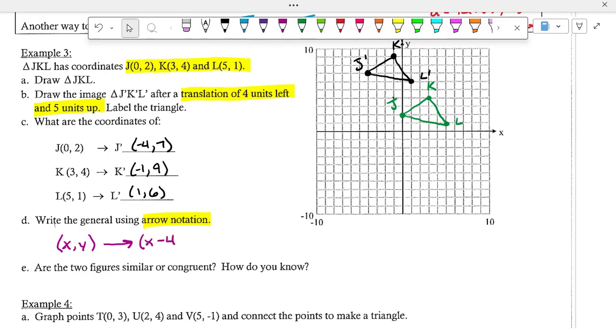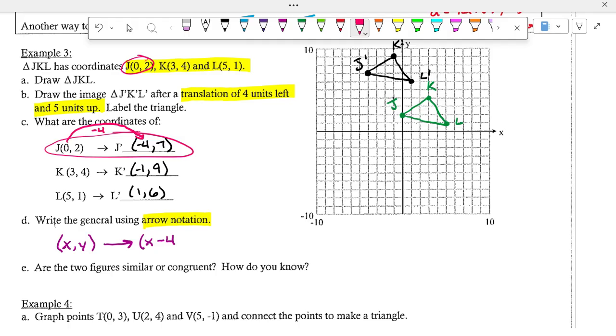Another way you can look at it, let's say I picked one of the points. Let's say I picked J and J prime. What did I do to get from 0 to -4? What do I have to add or subtract? Subtract 4. And that's how you would write it.